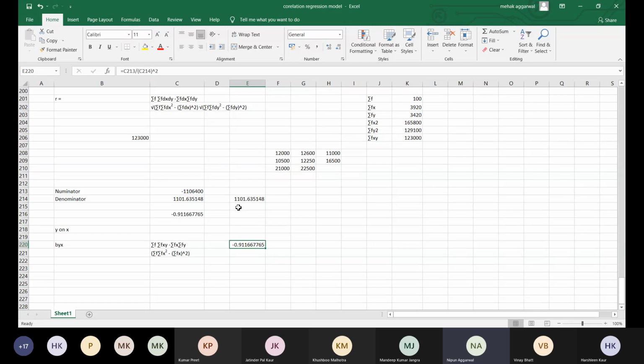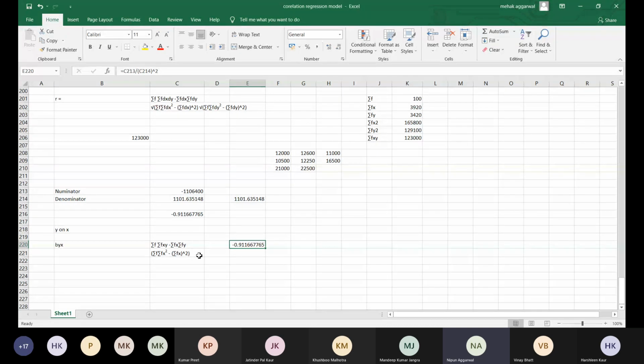Clear? And bxy is also the same because exactly the same value is coming for bxy in the denominator for both the cases. So this is the regression coefficient y on x. In the same way you can calculate bxy. If you want to calculate bxy, then the numerator will again be the same, and the denominator will be summation fy square minus summation fy whole square.